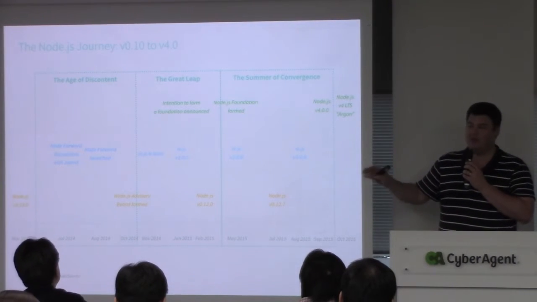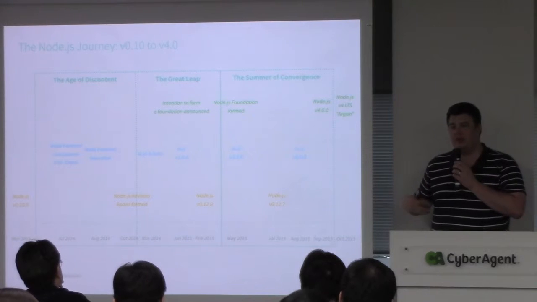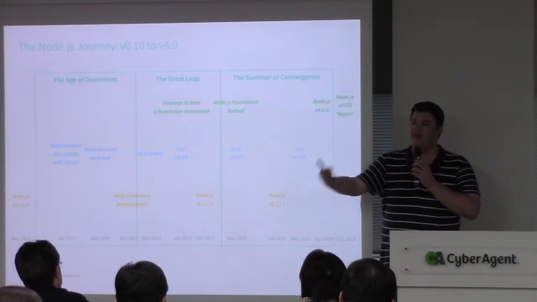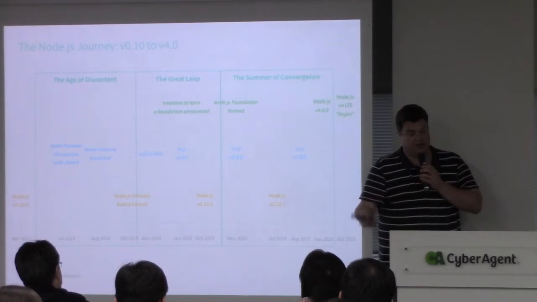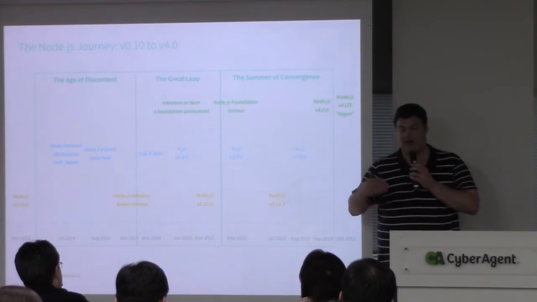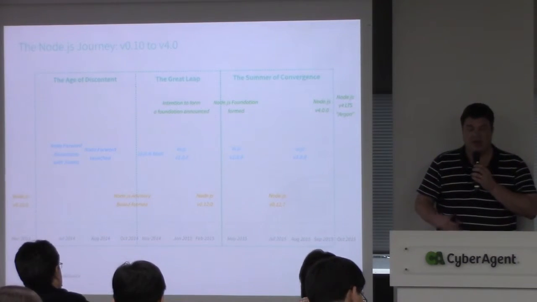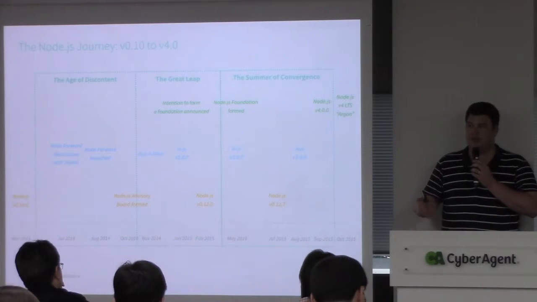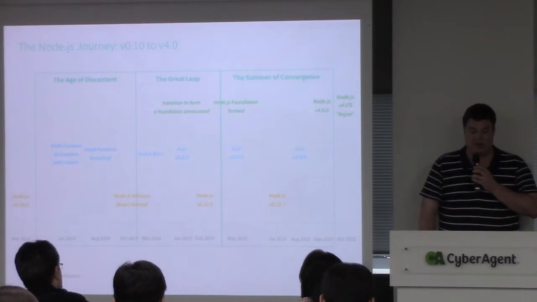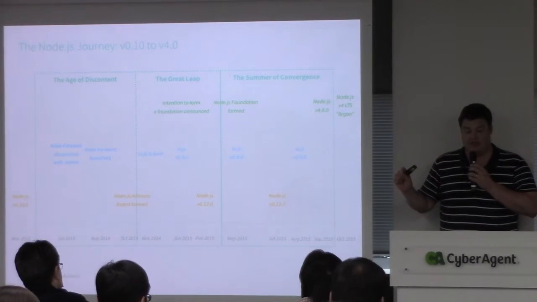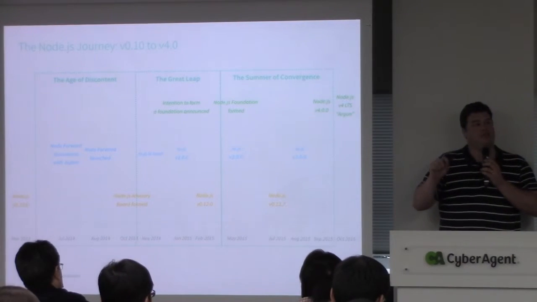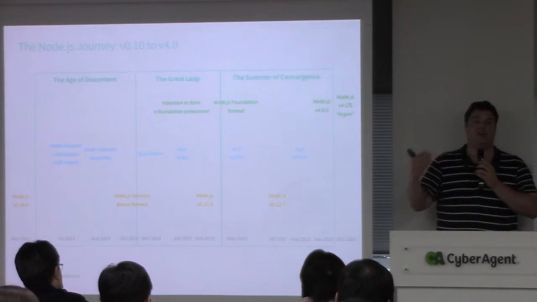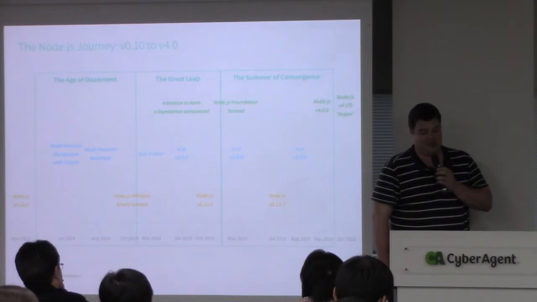So this second period I'm calling the Great Leap. So what happened was this was all during IOJS, where there was a lot of pent-up energy for the project that people threw into IOJS. And we saw IOJS version 1, and then following that IOJS version 2. And there was a significant amount of activity in the repository that really outpaced the original Joyent Node repository by a long way. During that period, discussions towards forming a foundation progressed, and we had the announcement that there was an intention to form a foundation.